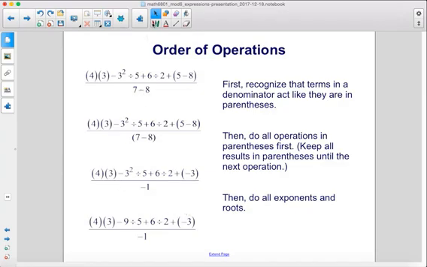So, as you can see here, this 7 minus 8 becomes negative 1. Right there, that becomes that. We have this 5 minus 8, that becomes negative 3. And then we have the exponent here, 3 squared becomes 9. Alright, we'll move on to the next slide.